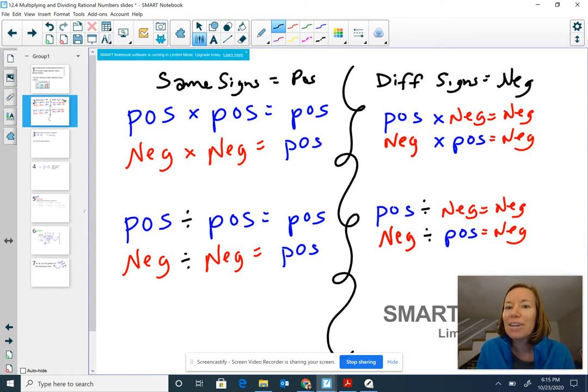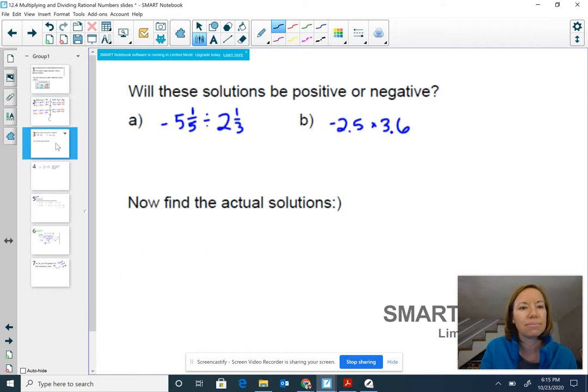Okay, different signs. If we have one positive and one negative, whether we're multiplying or dividing, it will be a negative solution. Same rules as we had for integers. Let's do a little practicing. Let's start off by just determining, will these solutions be positive or negative? What do you think? In each case, they're different signs, a negative and a positive, so they're going to be negative, right? Okay, now the actual solutions.